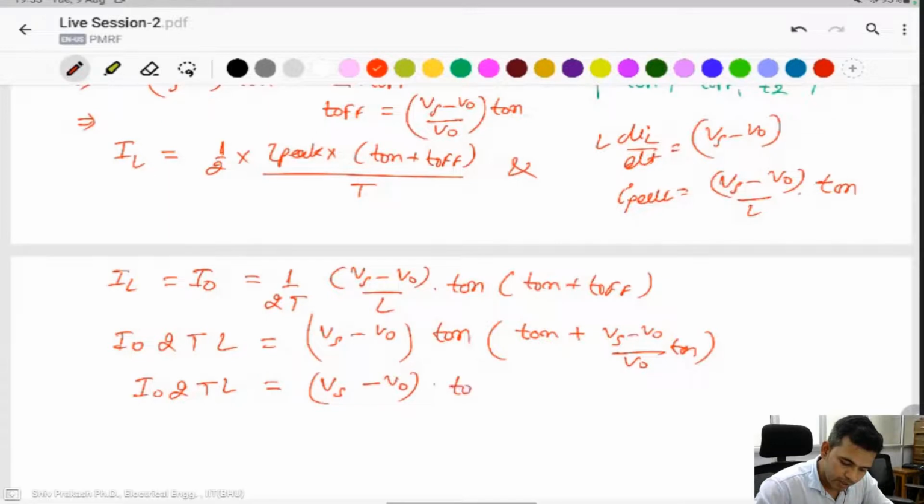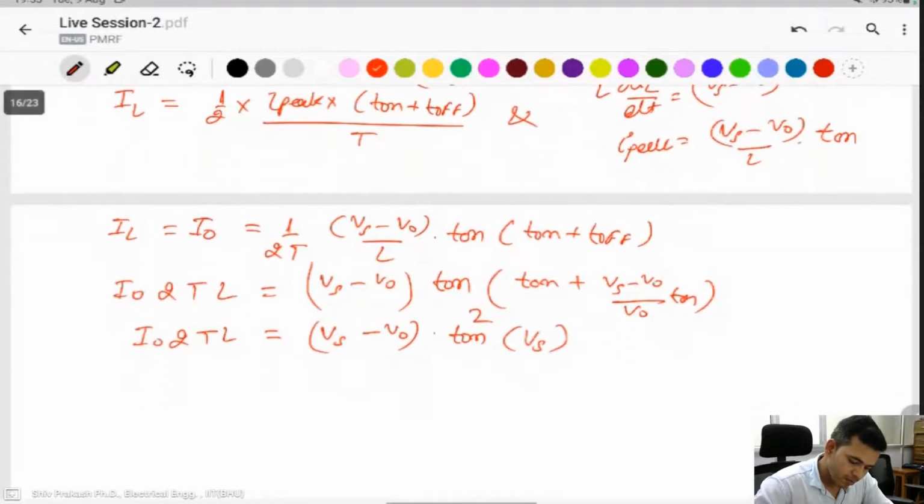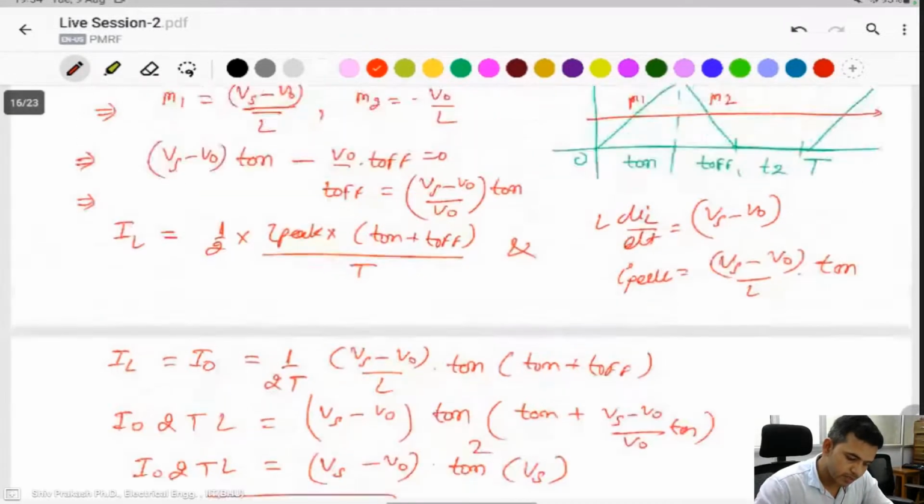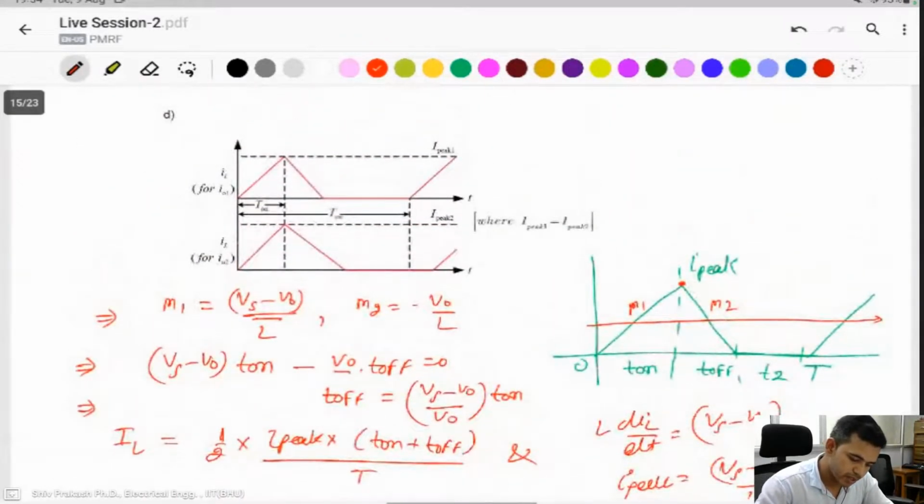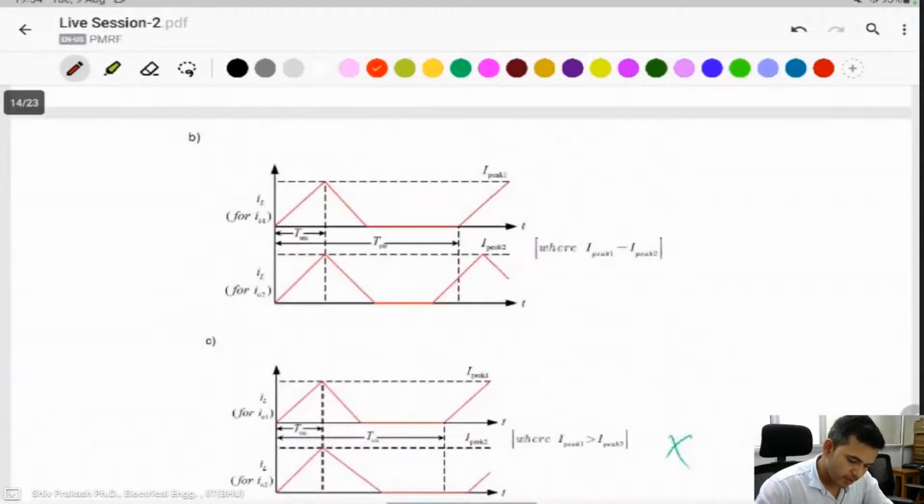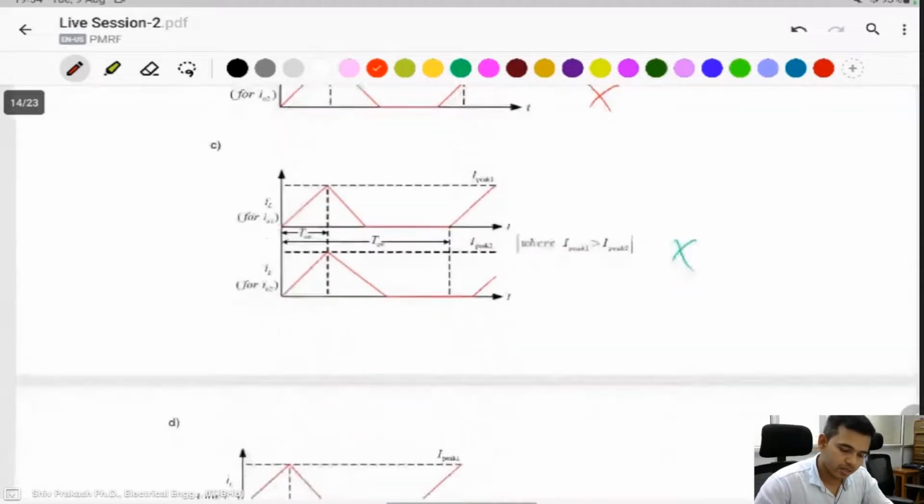Taking T on square, V naught cancels out, and we get T. If you observe, T on is fixed, Vs and V naught are fixed, L is fixed, then you find T is directly proportional to 1 by I naught. If I naught is decreased, it means the time period is increased. Yes, the time period is increased. In D also, the time period is decreased. This is incorrect.